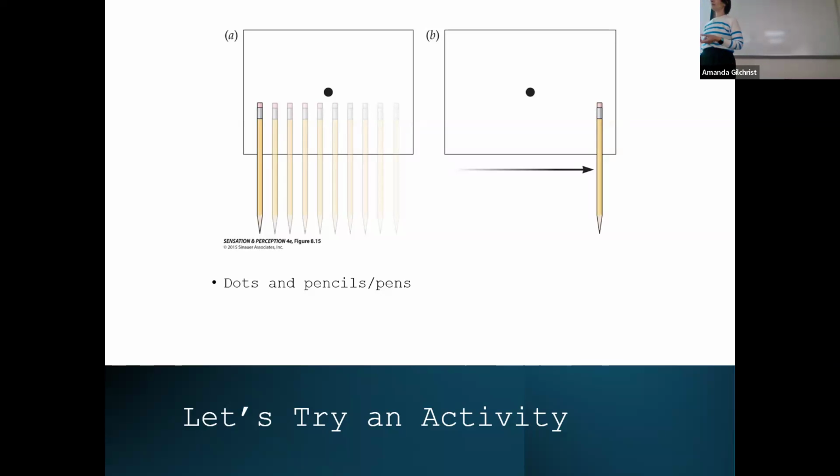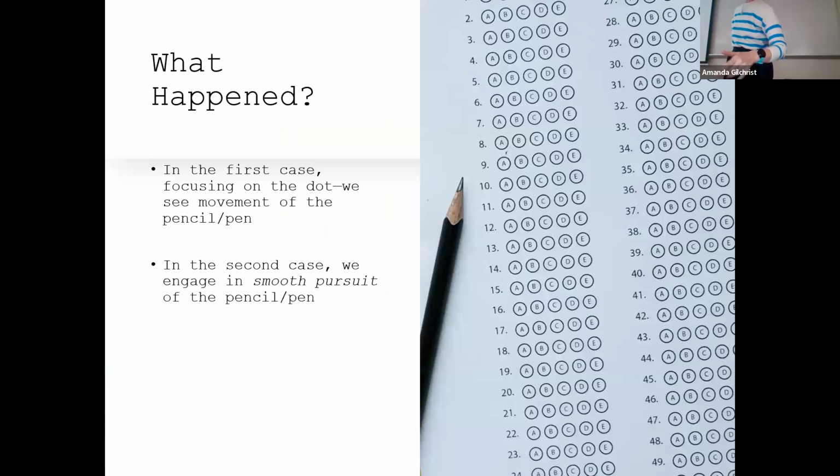Is it because of how your eye tracks? Yes, it has everything to do with eye tracking here. It makes me think of how when cops pull you over and they test your eye when you're on marijuana. They're checking for nystagmus. Yeah, they're checking for nystagmus.